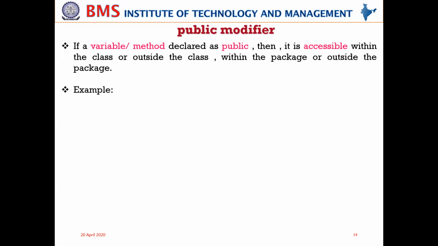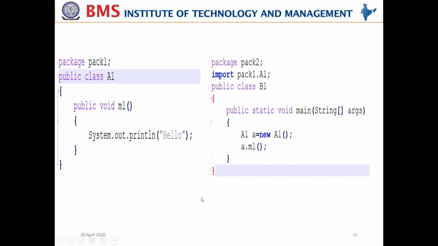The meaning of public is everywhere: the variables or methods which are declared as public are accessible within the class, outside the class, within the same package or outside the package. Everywhere you can access that variable or method. I told you that if you declare a variable or method as public, it is accessible everywhere. So let us take a simple example in order to understand this.